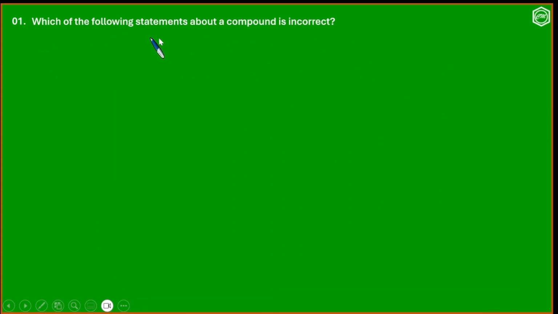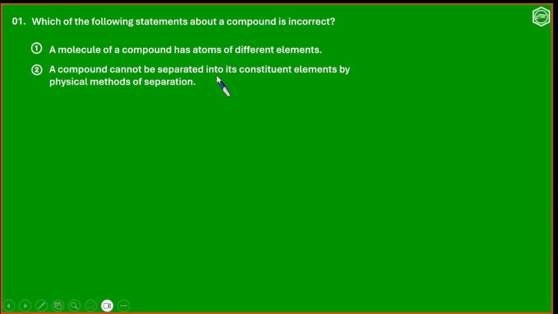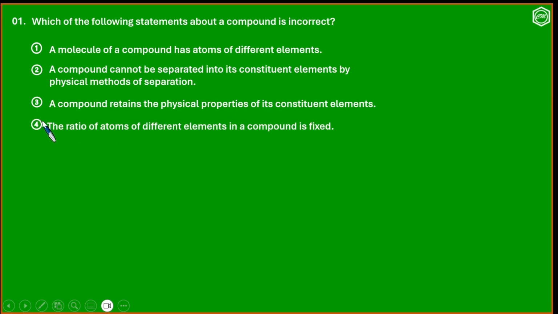Question 1. Which of the following statements about a compound is incorrect? A molecule of a compound has atoms of different elements. A compound cannot be separated into its constituent elements by physical methods of separation. A compound retains the physical properties of its constituent elements. The ratio of atoms of different elements in a compound is fixed. Remember, we have to choose the incorrect statement.